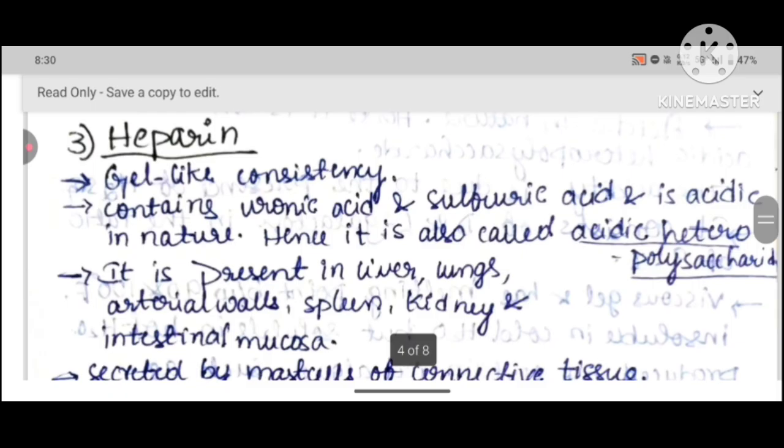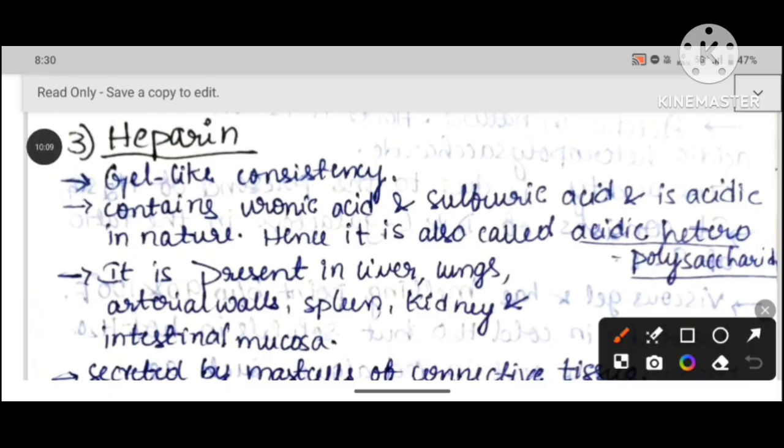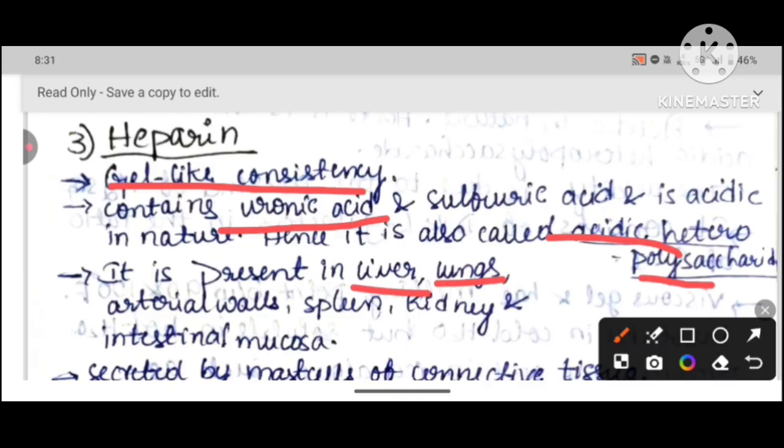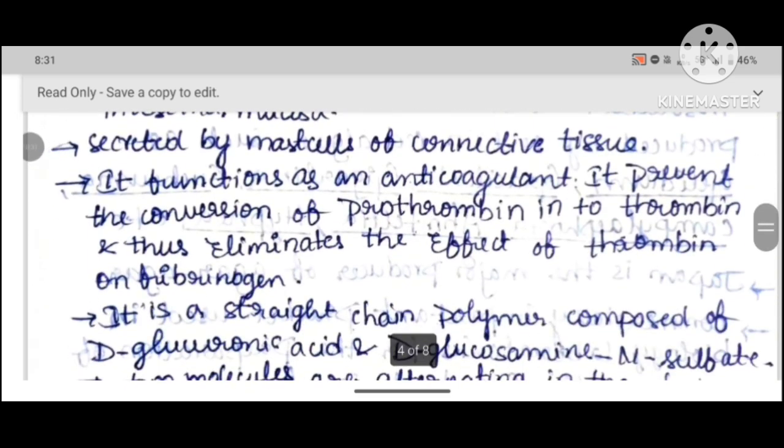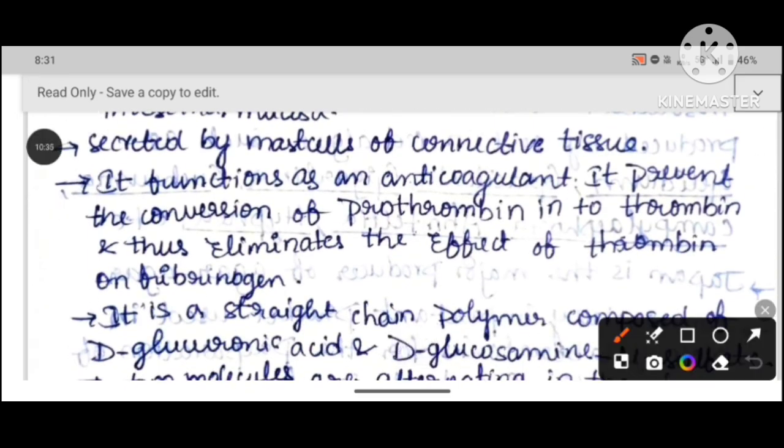So the next one is heparin. It is a mucopolysaccharide, again of gel-like consistency, containing uronic acid and sulfuric acid, and is acidic in nature. So it is also called an acidic heteropolysaccharide. It is present in liver, lungs, arterial wall, spleen, kidney and intestinal mucosa. Heparin is secreted by mast cells of connective tissue. One main property of heparin is that it acts as an anticoagulant. It prevents the conversion of prothrombin into thrombin and thus eliminates the effect of thrombin on fibrinogen.